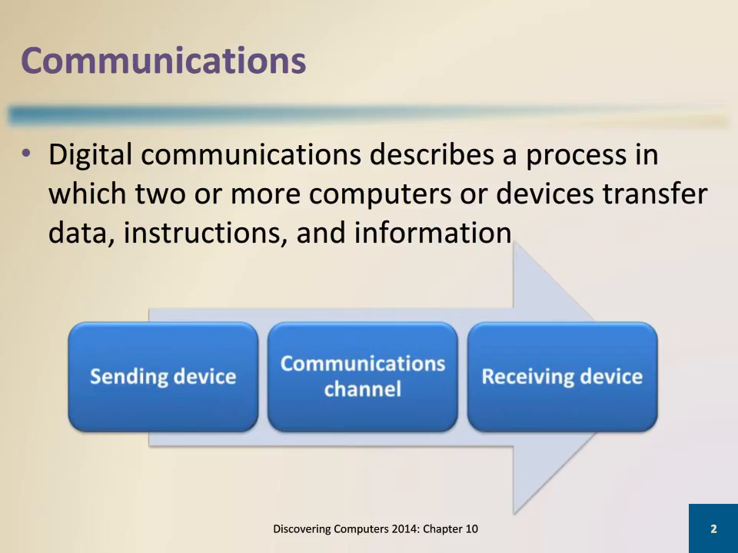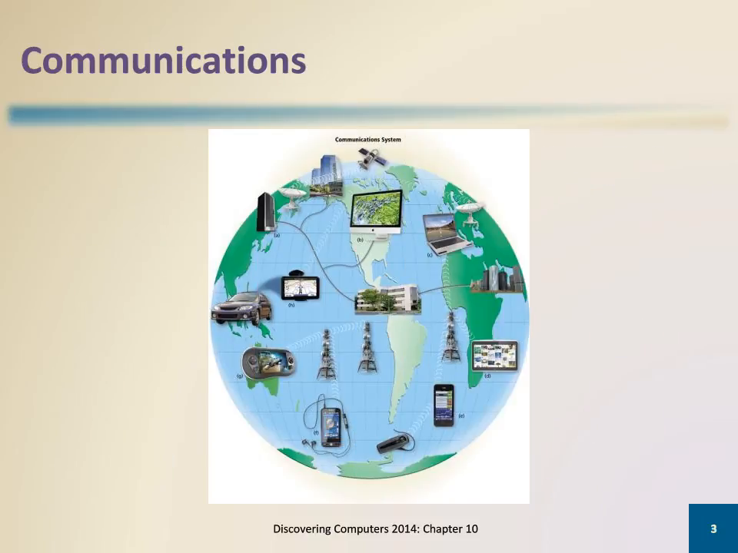Digital communications describes a process in which two or more computers or devices transfer data, instructions, and information. For successful communications, you need a sending device with a communications device, a communications channel, and a receiving device with a communications device. All types of computers and mobile devices serve as sending and receiving devices.